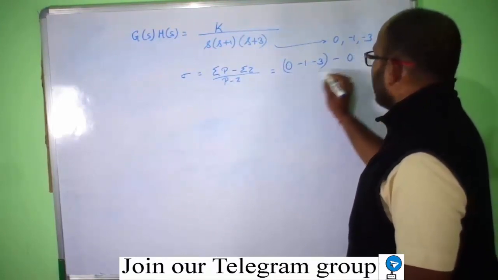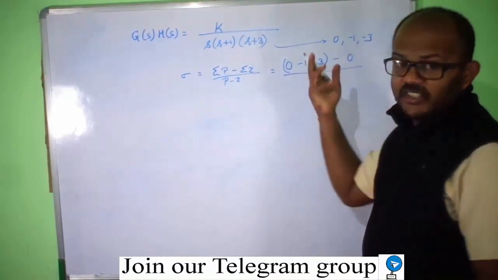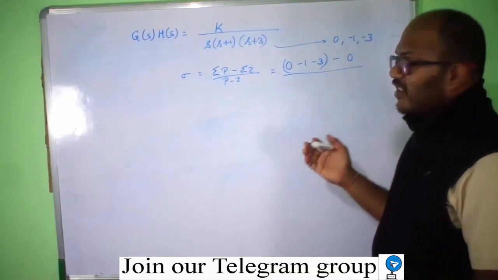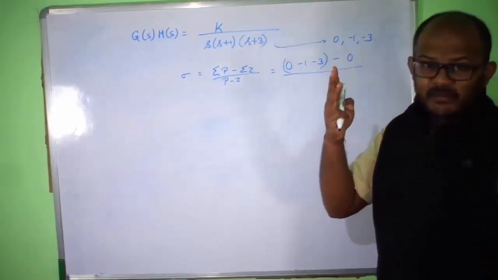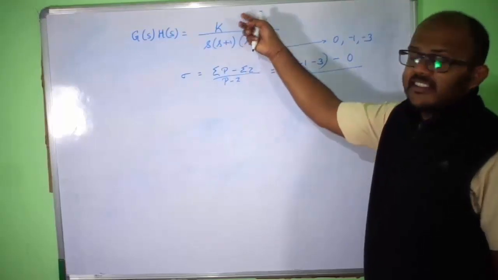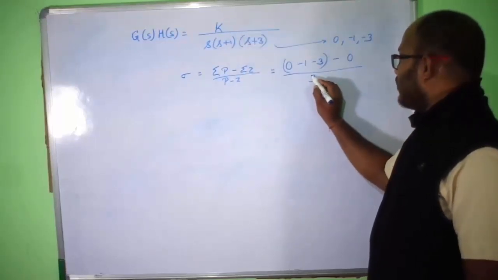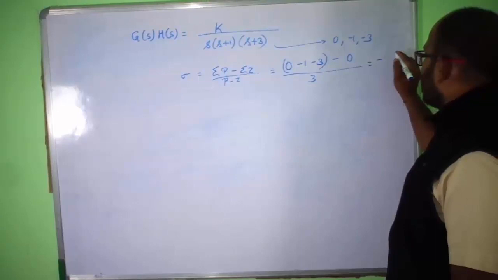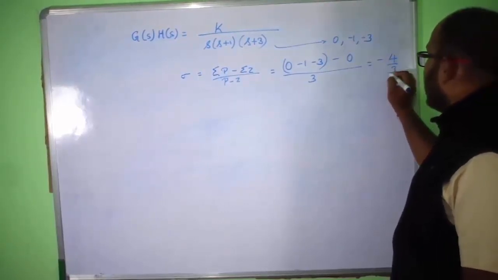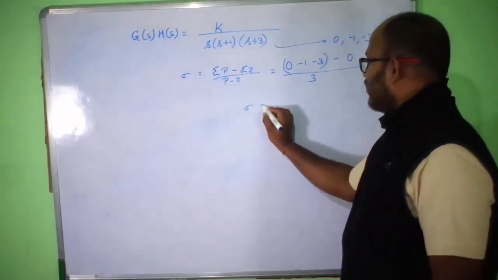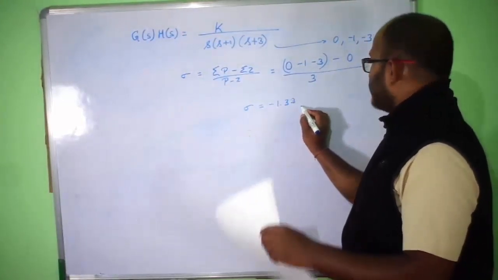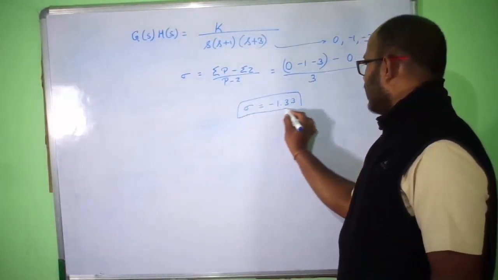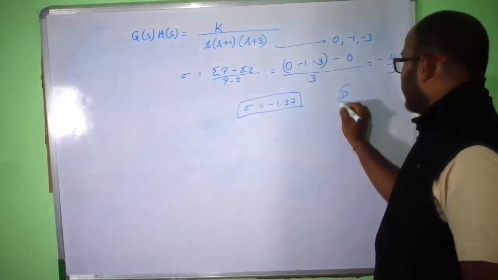How many zeros are there? There are no zeros, and the location we don't know, so I am taking it as 0. What is p minus z? How many poles are there? There are 3 poles and no zeros, so it is 3. So I will get minus 4 divided by 3, that is sigma, which equals minus 1.33. That is option D.